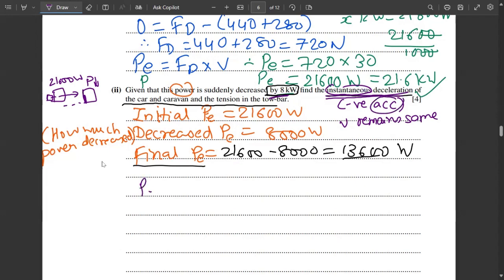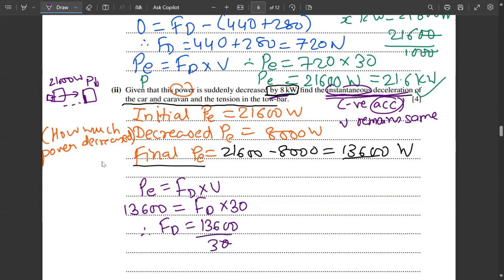So let's go again to power of engine equals driving force into velocity. New power of engine is 13,600. Driving force we have to find out now. Velocity will be 30. Therefore, driving force equals 13,600 upon 30. Cut. Now, if put in the calculator, 1360 upon 3 is 453.33 Newton.